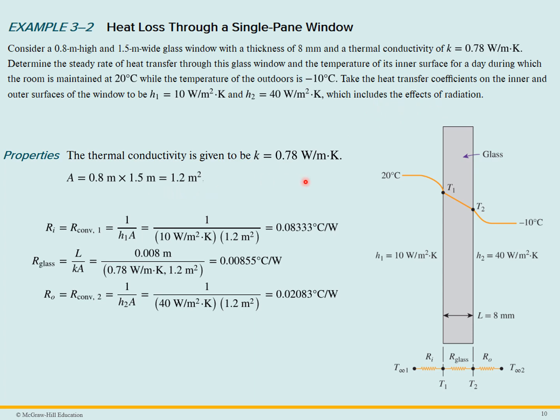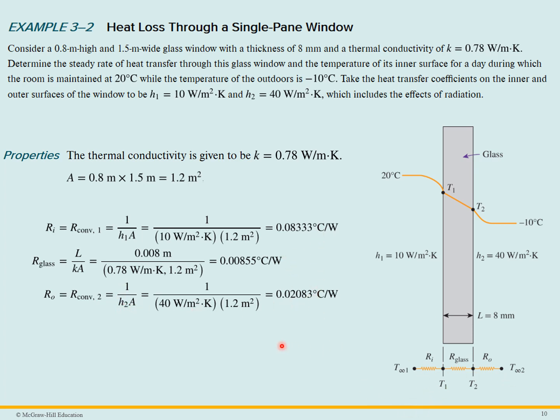So here, what we're told is we know the thermal conductivity, we know the area of the wall, we can find this, 0.8 times 1.5. So we can calculate the individual resistance values. So for example, Ri, which is the resistance of the inside, is 1 over H1 times A. The R of the glass is L over K A. And the R of the outer surface is 1 over H2 times A. So we can calculate those resistance values.